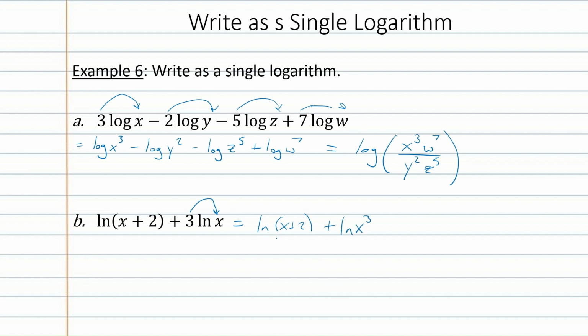Now, they have the same base out front, which is the natural log, so I can combine them. They're added, so I'm going to multiply them. So it's going to look like the natural log of x plus 2 times x to the third power, which if I simplify that by distributing, it should look like the natural log of x to the fourth plus 2x to the third. And I've simplified that into a single logarithm.